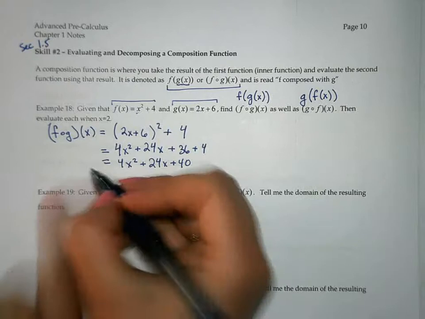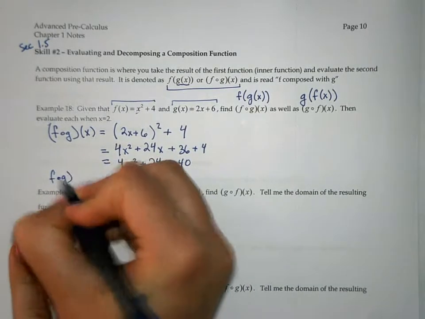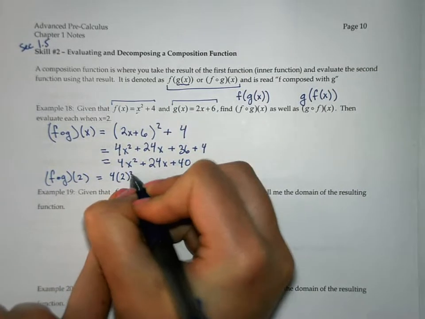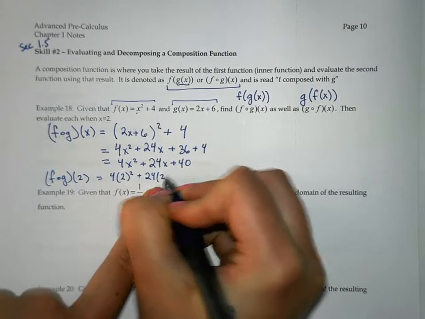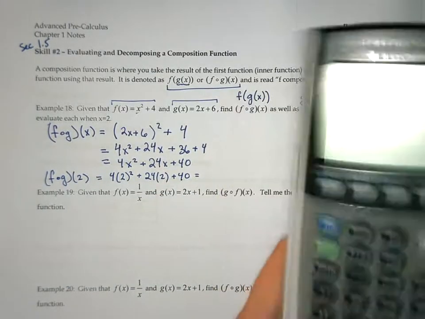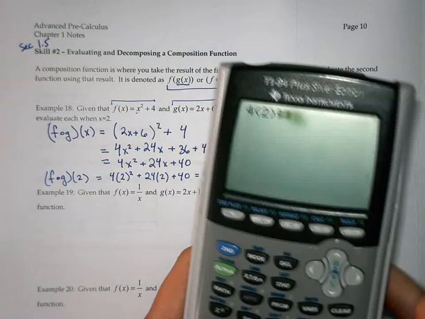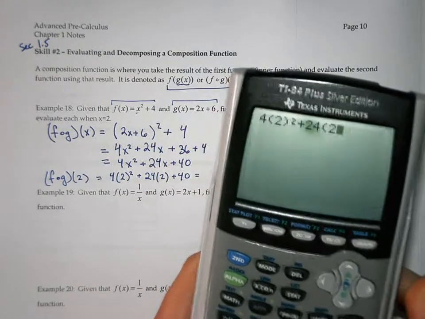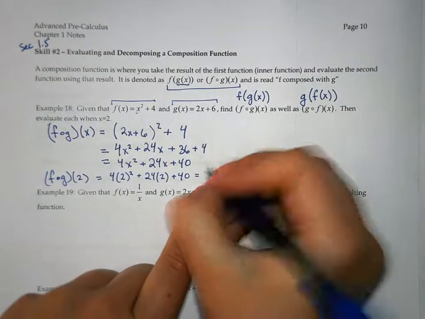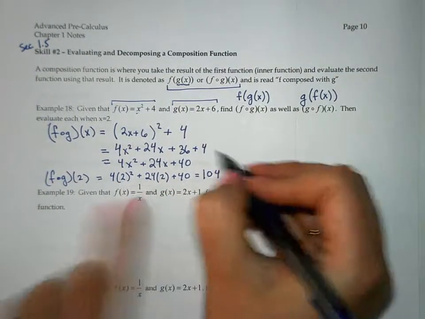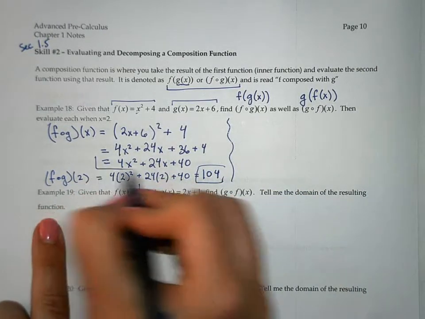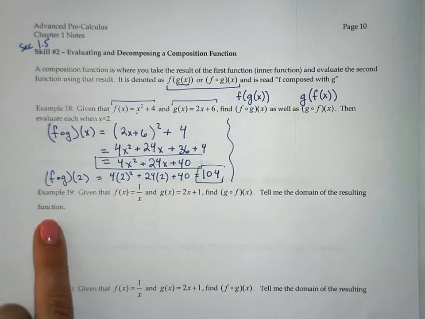and then to evaluate when x is 2, so f of g of 2, and for this one I'm going to just use the calculator really quick, save space. 104. So that's when it's 2. Here's the composition.